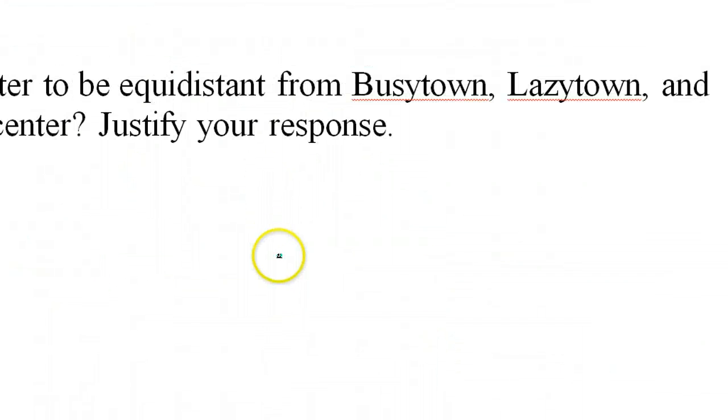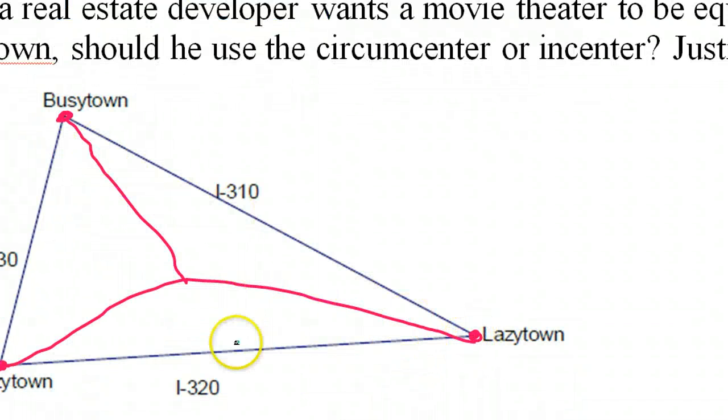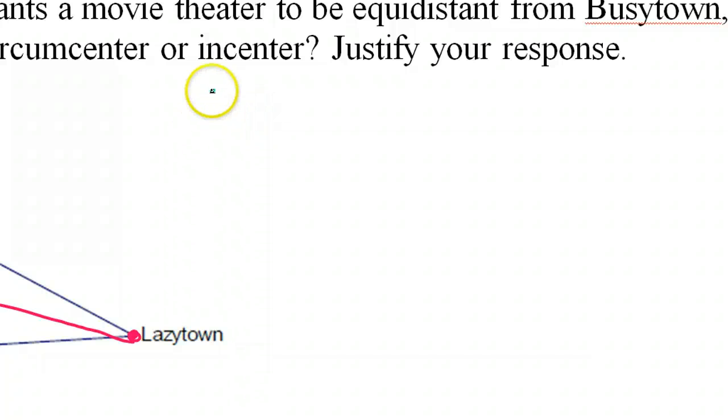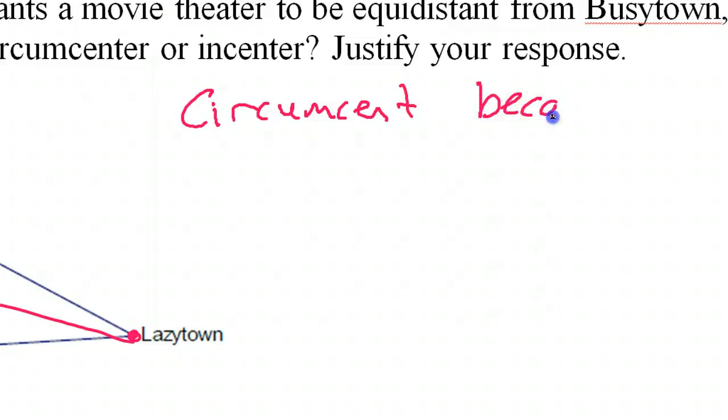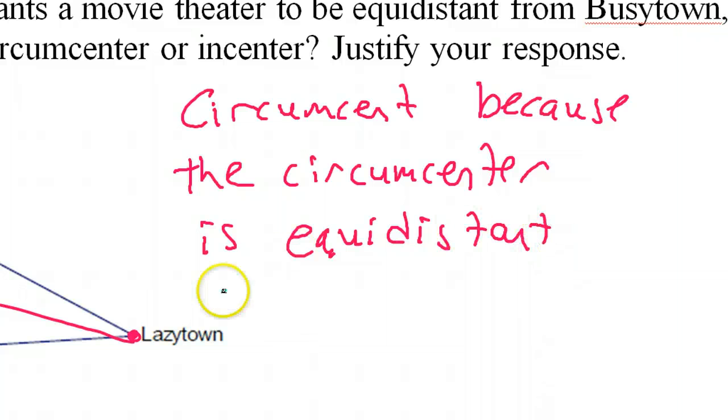The incenter is equally distant to the sides. So if I wanted it to be equally distant to the highways, then I would have said incenter. But because it's the towns, that's the vertices, so I'm going to say circumcenter, because the circumcenter is equidistant from the vertices.